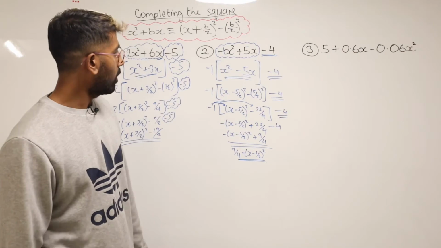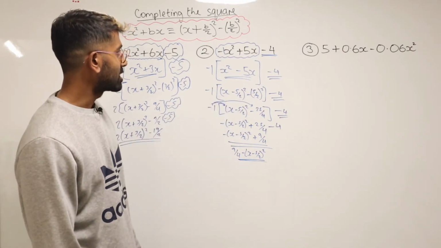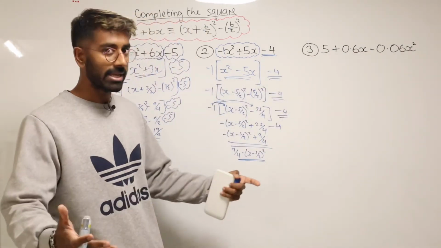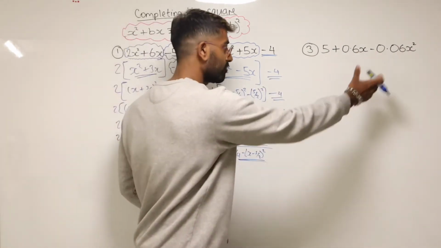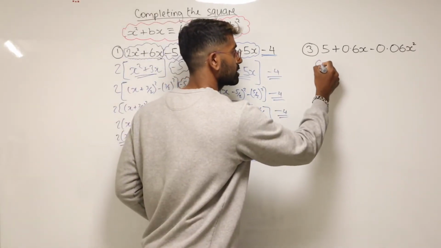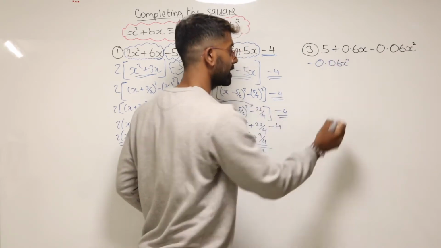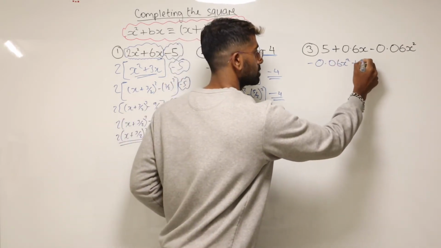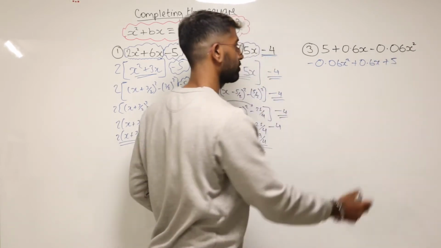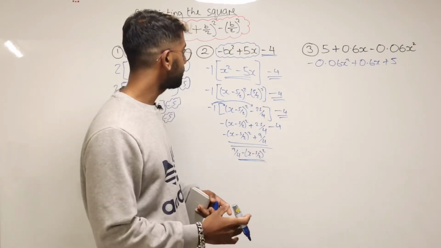Now we've got one more to do just on the end there. Now, as you can see, it's kind of in a bit of a weird order. The x squared is right on the end. So don't panic. What are you supposed to do? Just rewrite it and bring the x squared to the front so it looks like this one. So very first thing is write it as minus 0.06 x squared plus 0.6x and then plus 5 on the end. Now it looks normal, so now we can complete the square.